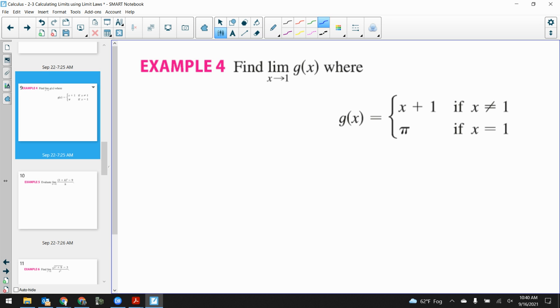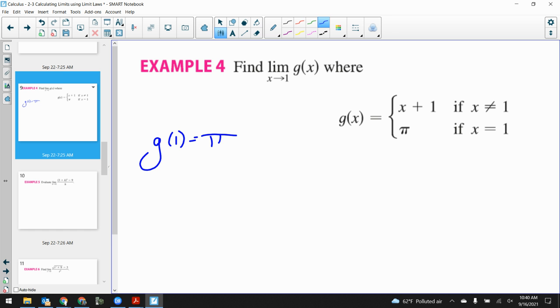Find the limit as x approaches 1 of g of x where this is true. So I have this weird piecewise function where g of x is equal to x plus 1 if x is not 1, and pi if x equals 1. Now, does direct substitution work here? If I truly wanted to plug in g of 1, what is g of 1? Pi. So is the limit pi?